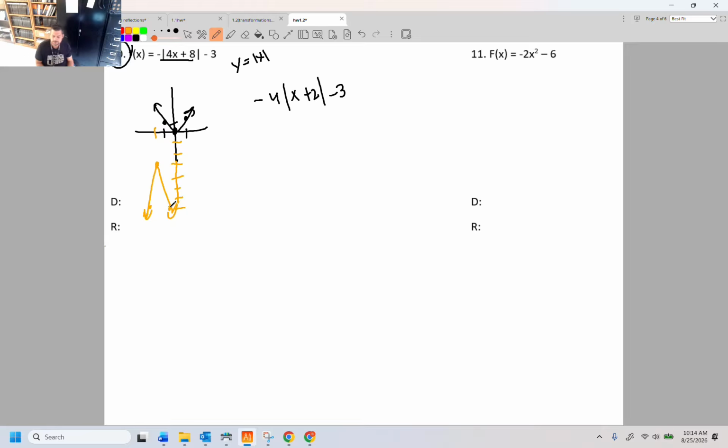Got into my domain and range there. Sorry about that. But the domain of this orange function here is negative infinity to infinity because it runs left forever and runs right forever. And the range of the orange function is it falls forever and then rises to a maximum value of negative 3 with a bracket.